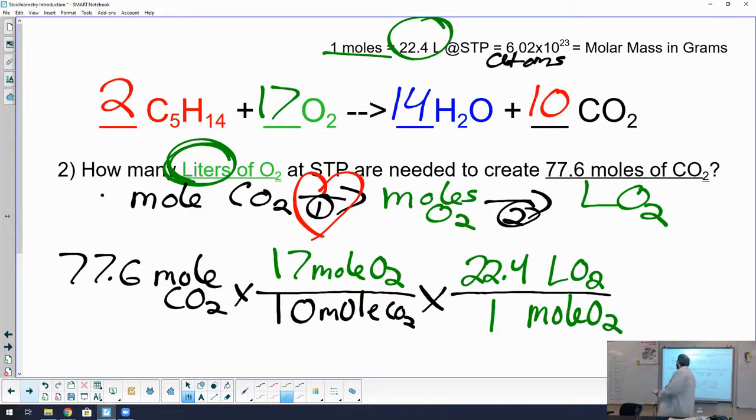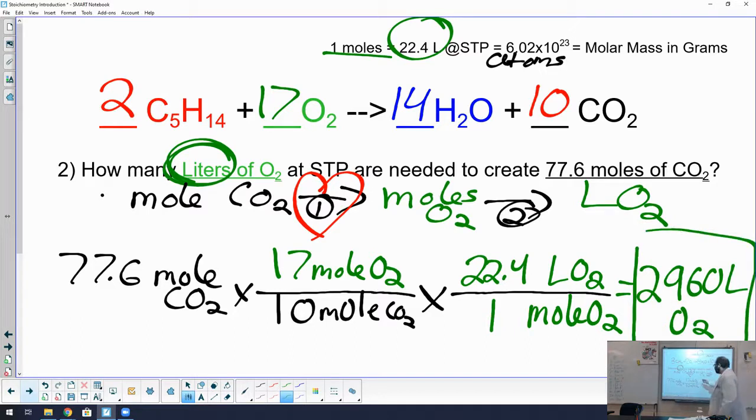So, I'm going to take my starting amount again, multiply by 17, divide by 10, multiply by 22.4, divide by 1, and I'll get my final answer here for my liters of O2. And we should get 2960 liters of O2. So notice, we are combining our idea of our mole conversions with our older conversions, right? We've already done liters and different kinds of conversions here together. It's all about those different pieces. So let's take a look at one last example here together.